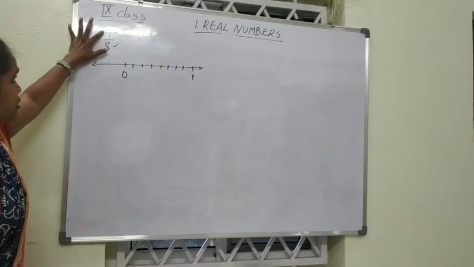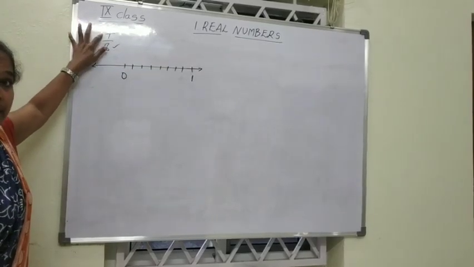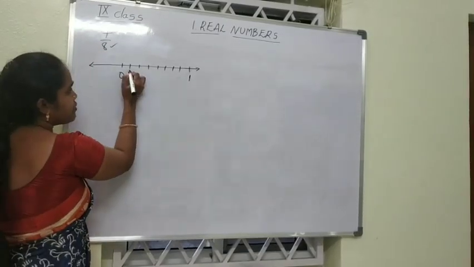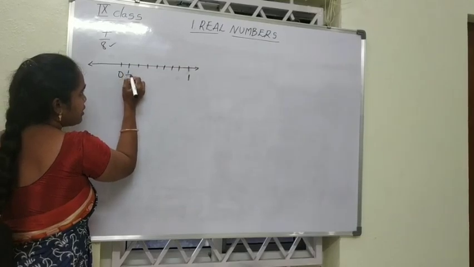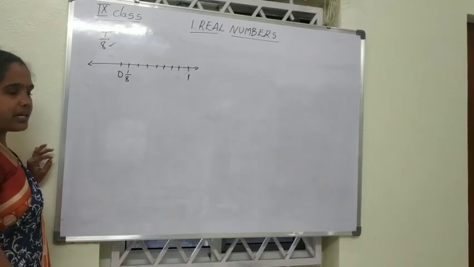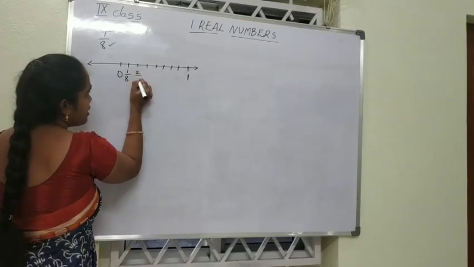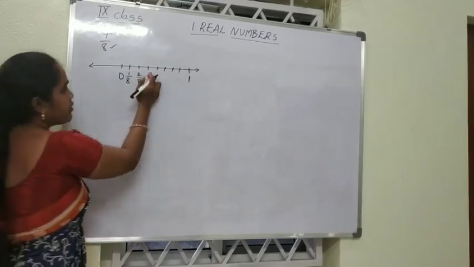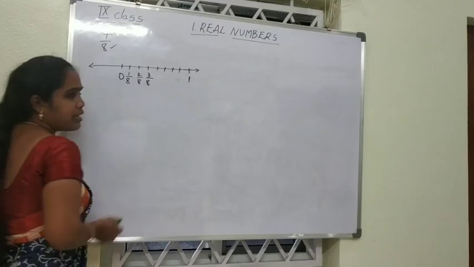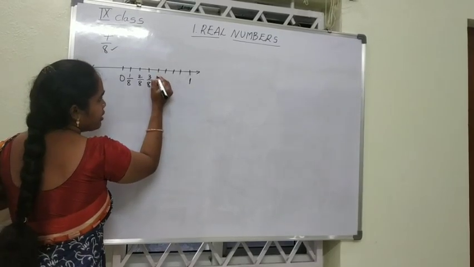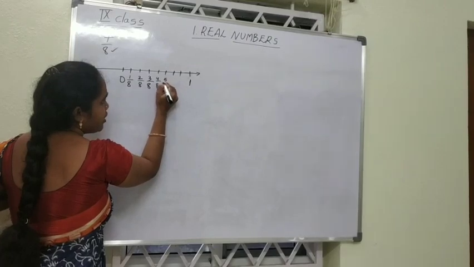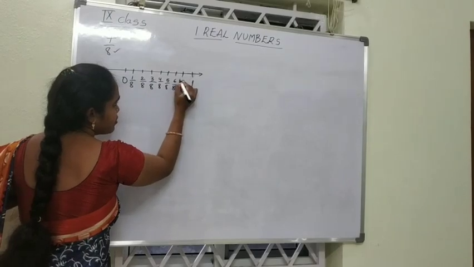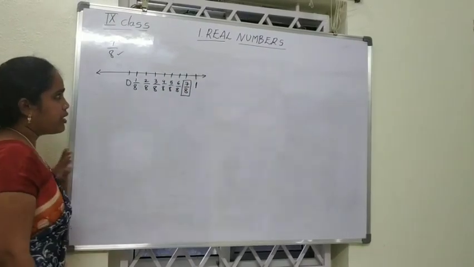In that, how many parts we have to take? 7 parts. That is 7 by 8. So the first one represents what? This one represents 1 by 8. What is the second line? 2 by 8. That means total 8 parts. Out of 8 parts, we are taking 2 parts. This is 3 by 8. And this is 4 by 8. And this is 5 by 8. And this is 6 by 8. And this is 7 by 8. So this is our question. Is it or not? So 7 by 8.